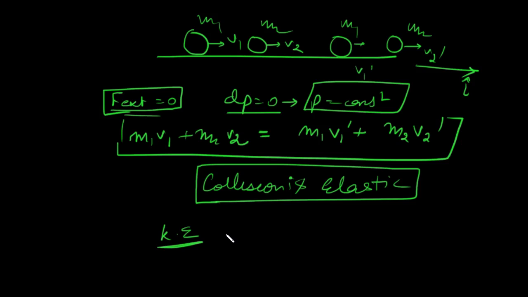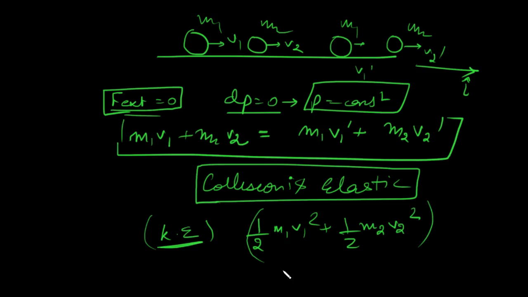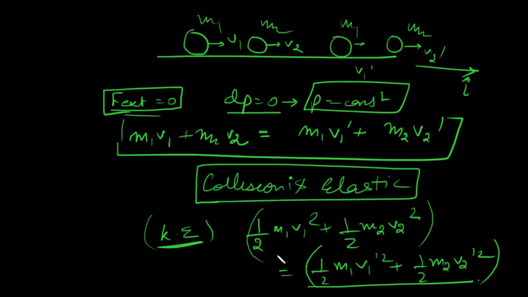There is no rolling over here. Don't consider them as balls and start rolling them over and consider rotational energy. No, there is only kinetic energy over here. So this will be half m1 v1 square plus half m2 v2 square. This is the kinetic energy before collision, equal to half m1 v1 dash square plus half m2 v2 dash square. This is the kinetic energy after collision.